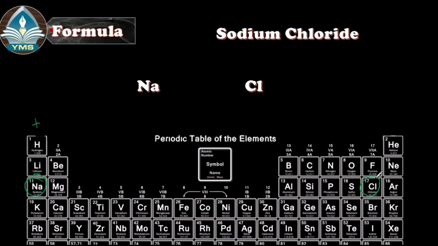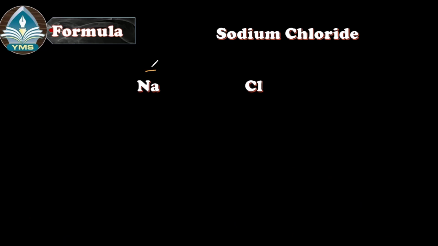And chlorine is in group 7, so it's going to be 1 negative. Now we're going to write the charges above the element. Sodium is going to be 1 positive and chlorine is going to be 1 negative.